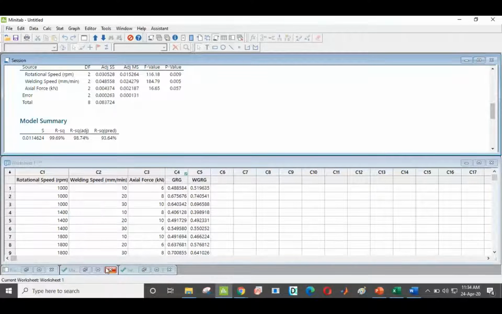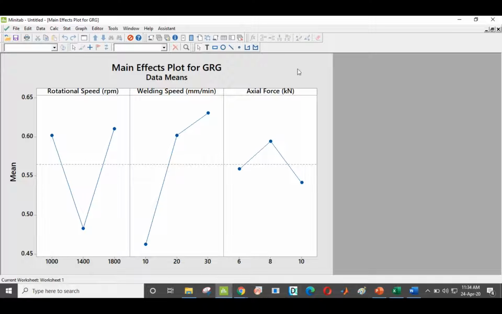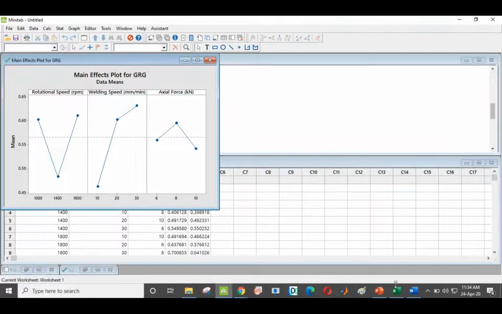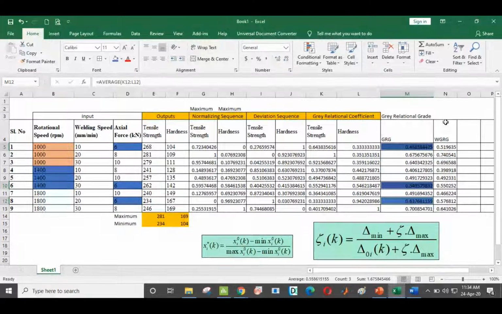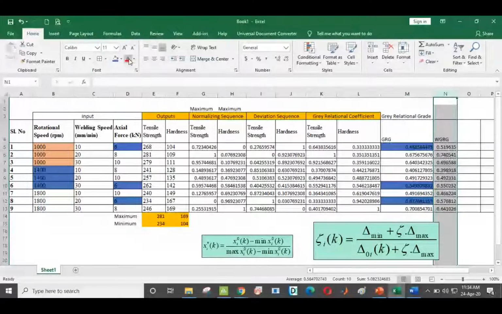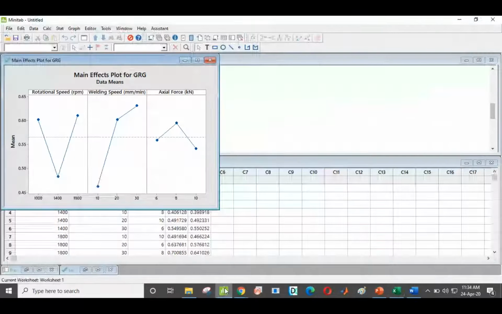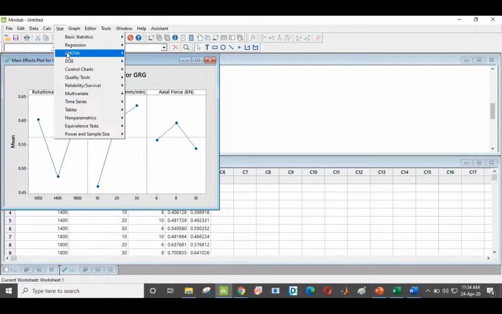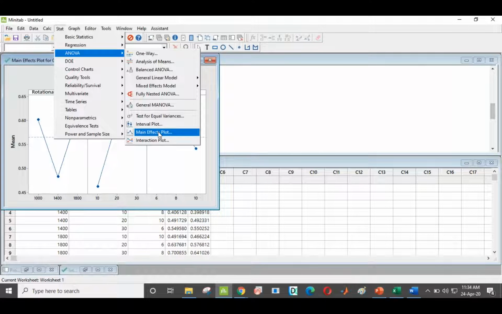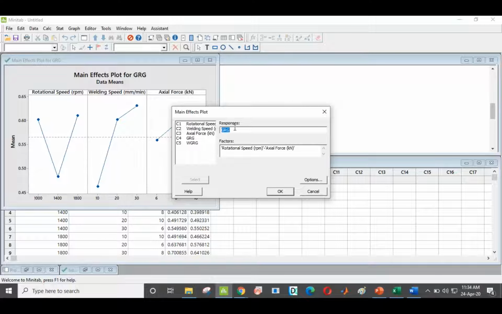Now someone asked, sir, this is the main effects plot for grey relational grade. Now you are given some weightages. The weighted grey relational grade, we are given a weightage of 60 to tensile strength and 40 to hardness. Now what influence will this make? That also we can study. Now Stat, ANOVA, main effects plot. Now instead of grey relational grade, just delete, and I'm going with weighted grey relational grade.